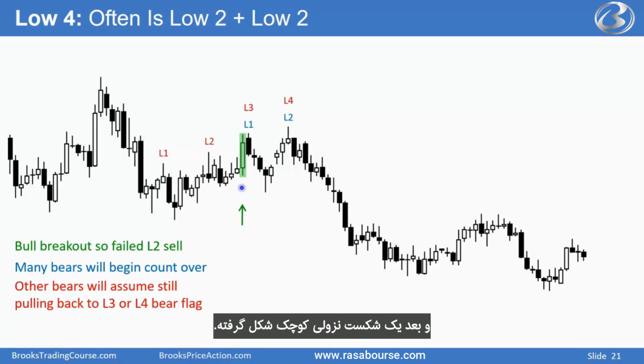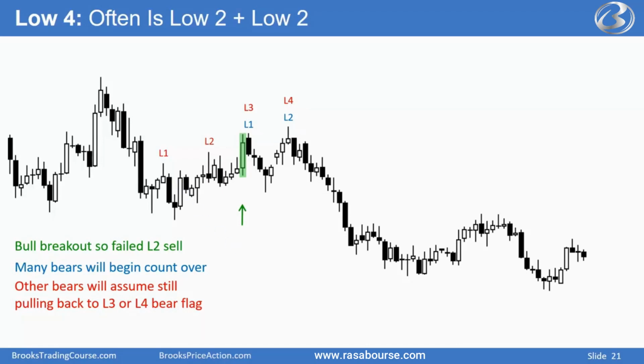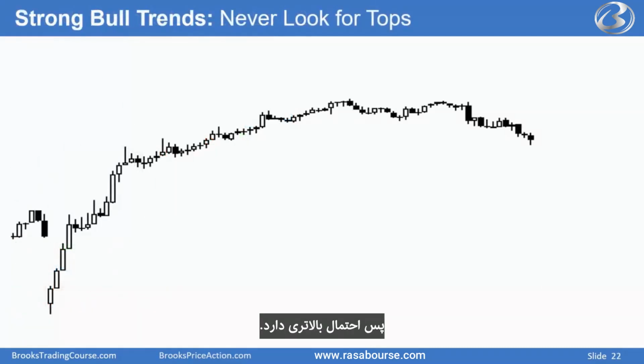And it got a small bear breakout. And the key point is it was followed by a strong bull breakout. So probably a couple legs sideways to up. It's a variation of a low 4. The key point is it's a second attempt to reverse, so higher probability.